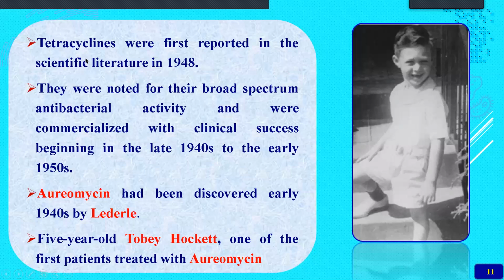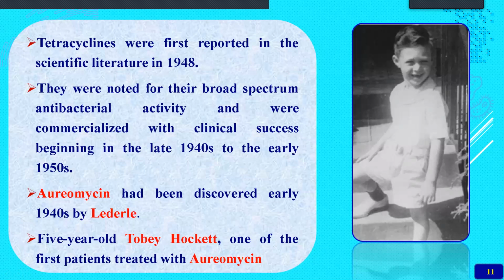Tetracyclines were first reported in the scientific literature in 1948. They were found to have broad spectrum antibacterial activity and were commercialized with clinical success beginning in the 1940s and the early 1950s. In between this era, a lot of these tetracyclines were developed.